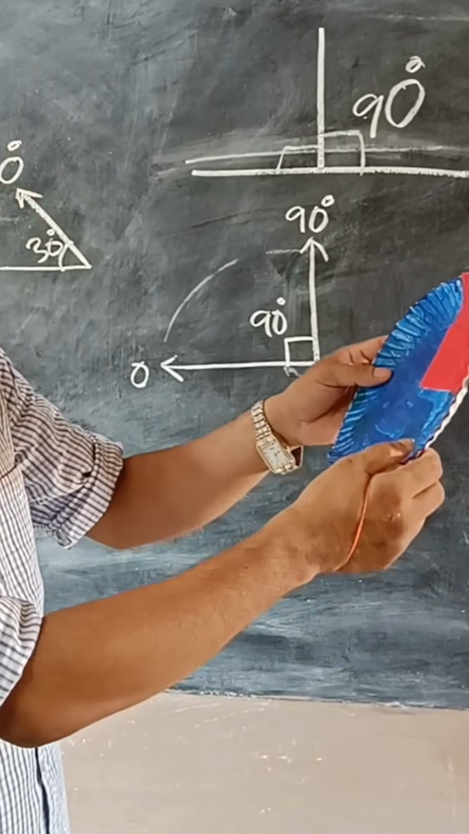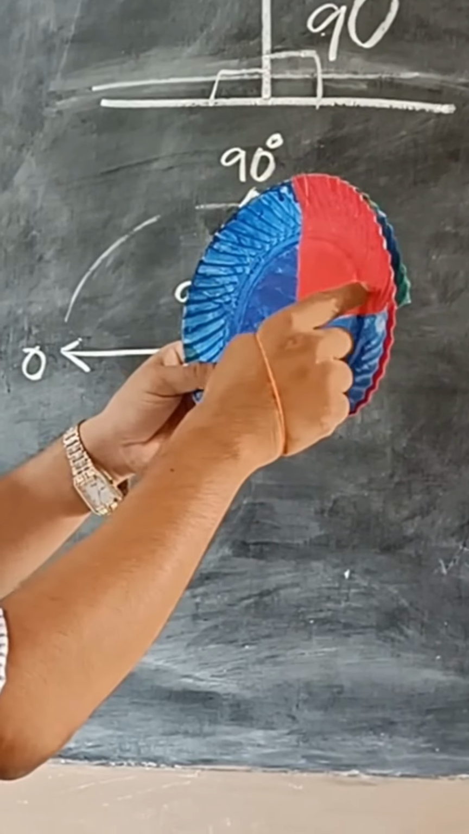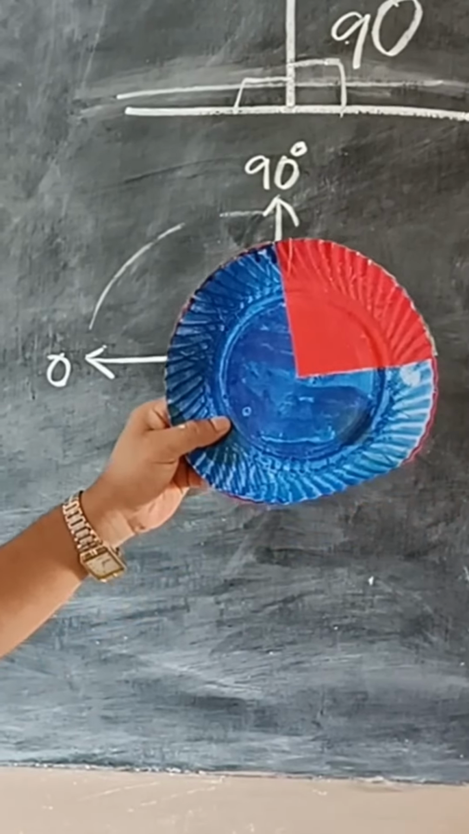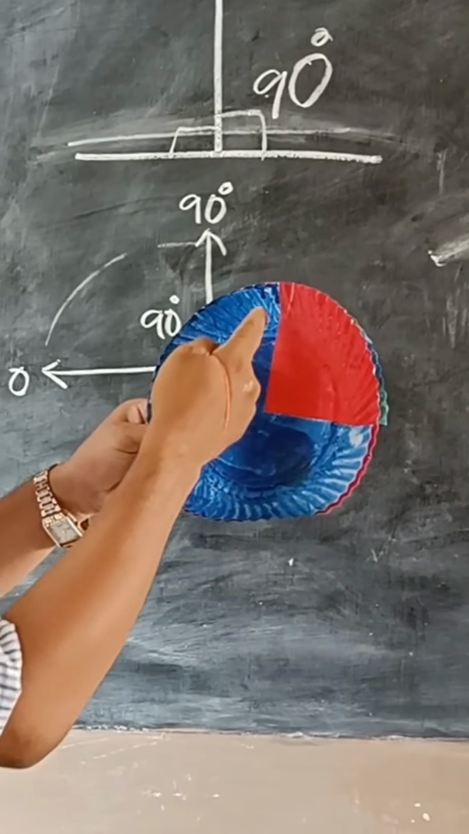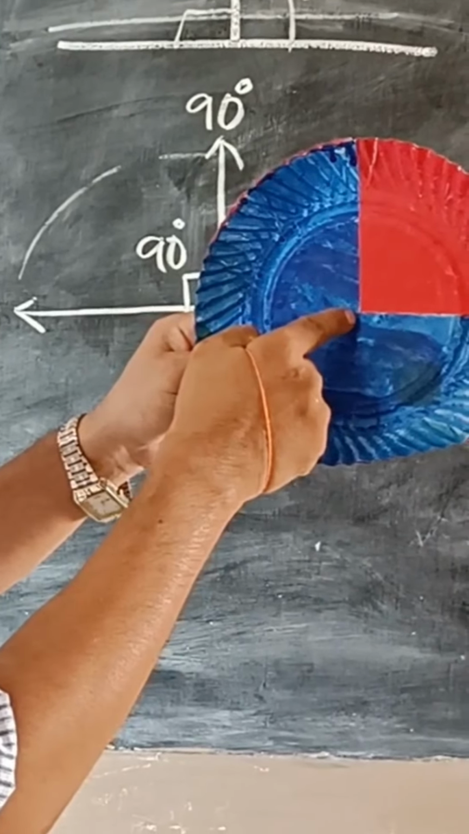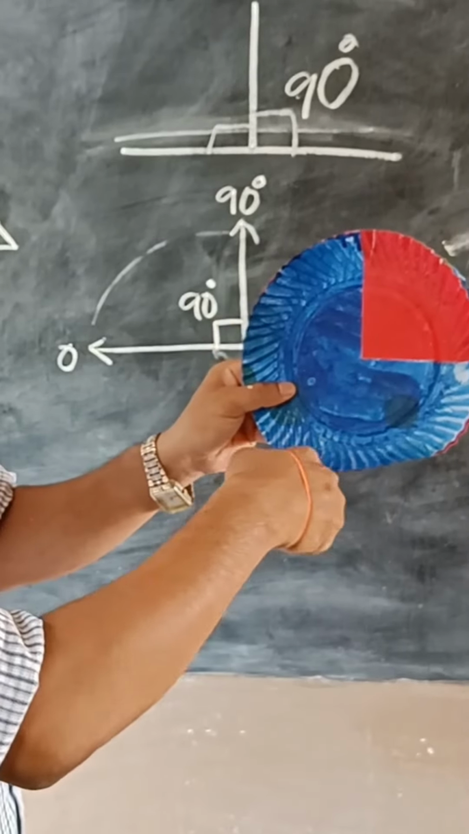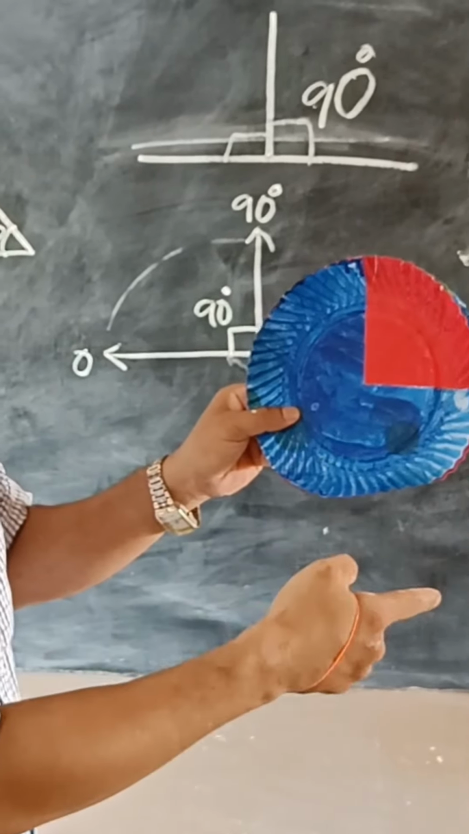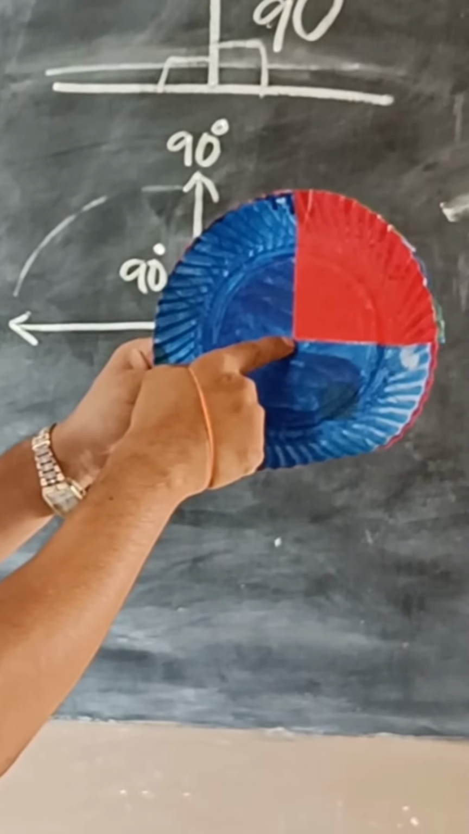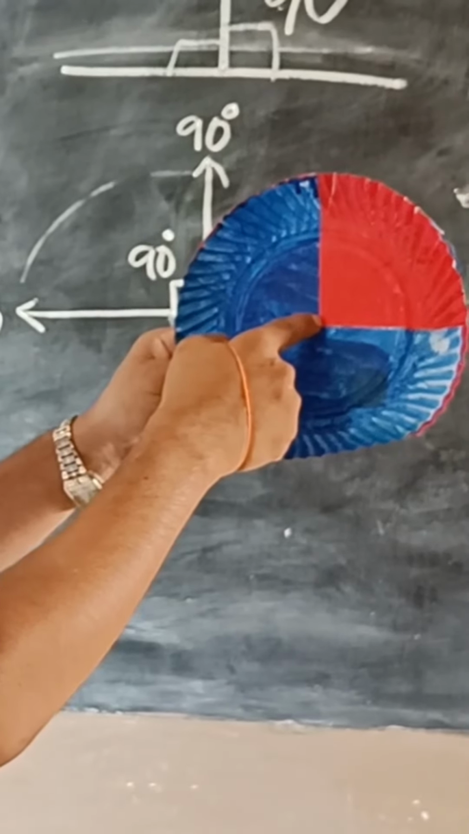Here, this much part of the circle is known as a quadrant, or you can say sector. And this line, what you can see from the center. If this one is a center, then this is the line drawn to the circumference. This circular boundary is the circumference. A line drawn from the center of a circle to any point of the circumference is known as radius.